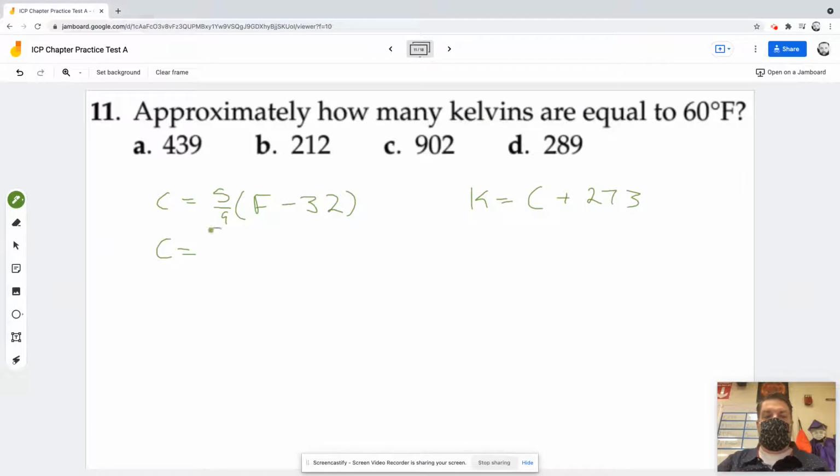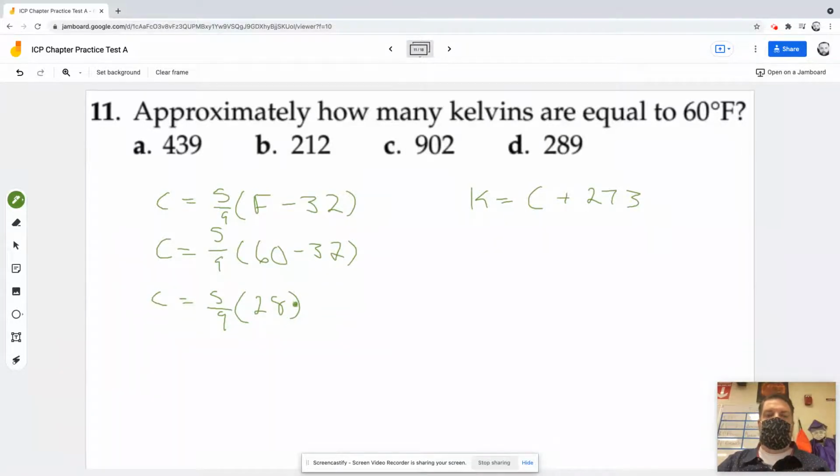All right, so let's crank through this quickly. So this is 5 times 9. And then I've got 60 minus 32. So the Celsius is 5 divided by 9 times 28. 60 minus 32. Yep, that's 28.